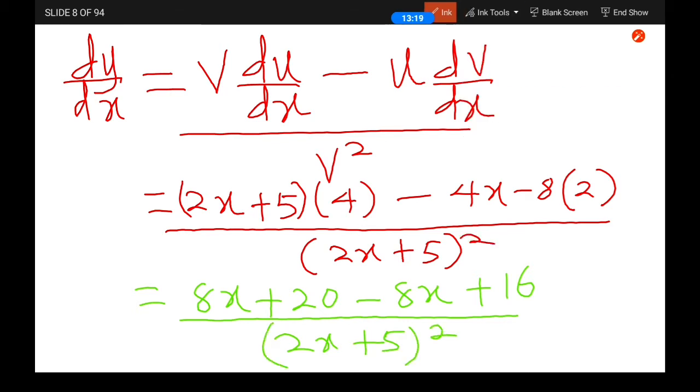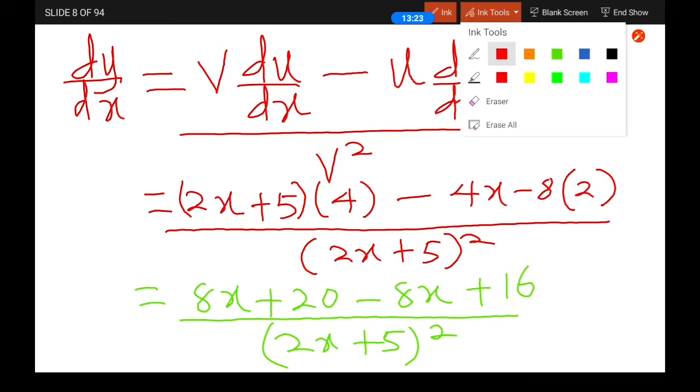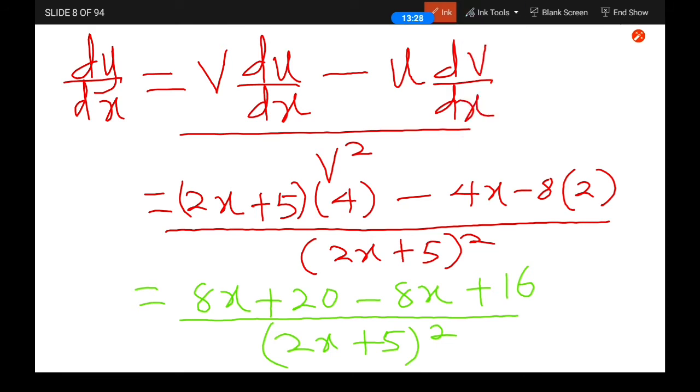Remember, that is square here. Yeah, very good. That is what we have in the formula. So my final answer will now be equals to, let's put the answer here. That will now be 8x minus 8x, that is 0. So 20 plus 16, that will give us 36. So we have 36, everything over the denominator, 2x plus 5 all squared.